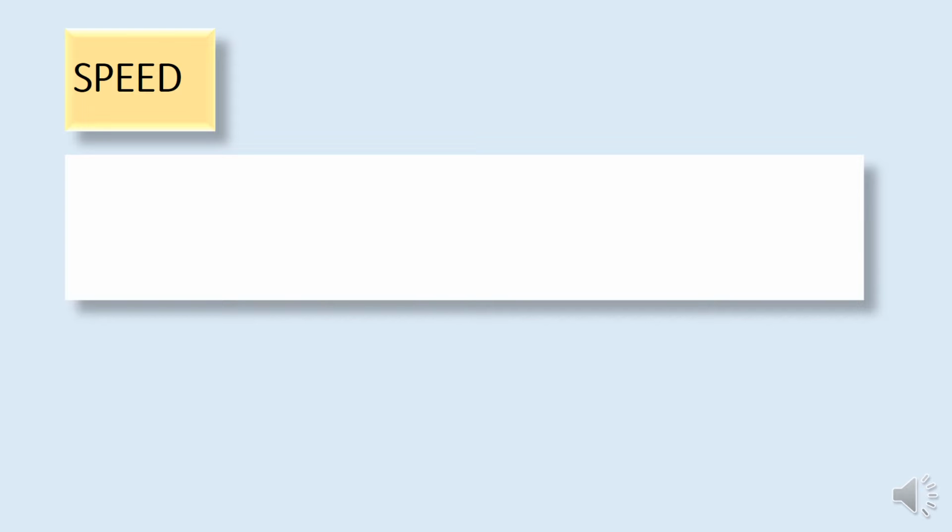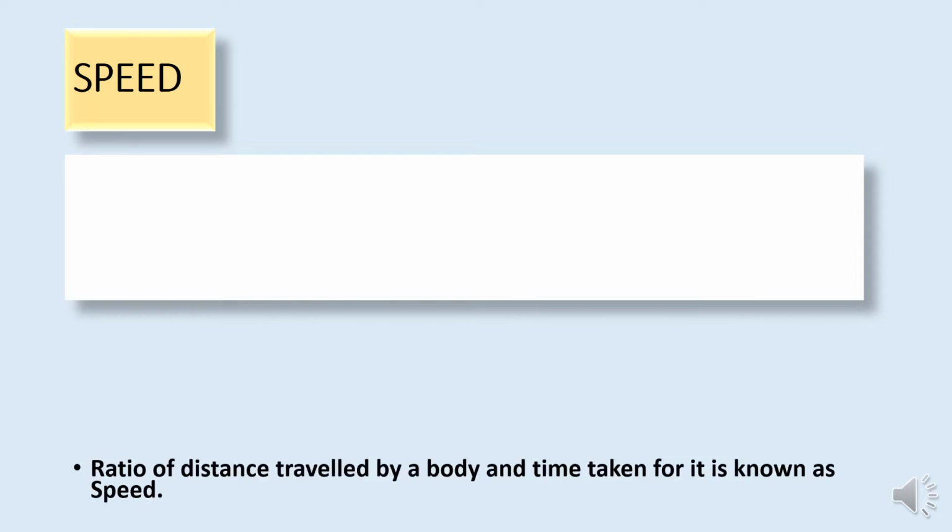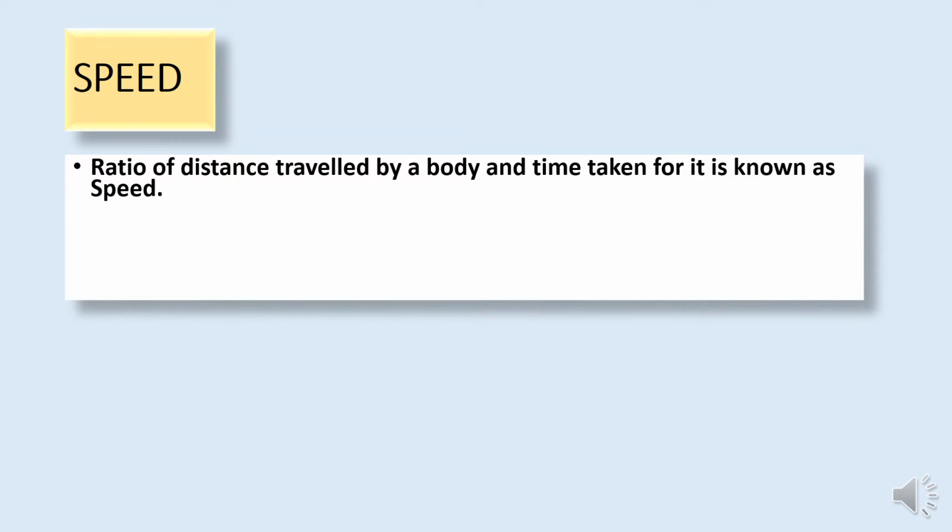Speed. What is speed? Generally we have understood this term in our previous classes, in our junior classes, that anything which moves very fast has some speed. So let's learn in science what is the formula of speed and how do we calculate speed. So, the ratio of distance traveled by a body.